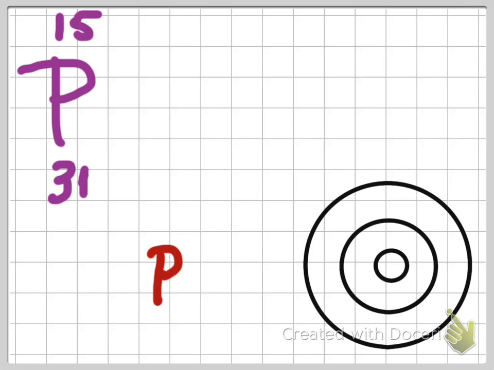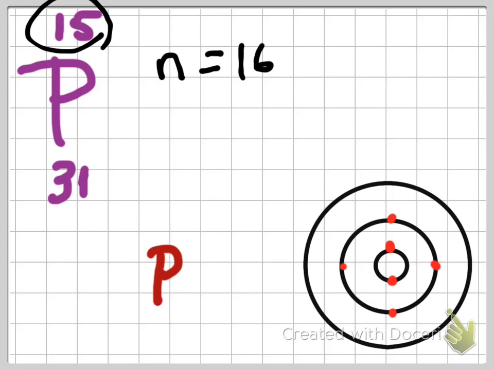Phosphorus, okay, those are the amount of electrons. Neutrons, we have 16. Remember, you take away 31 minus 15, the mass minus the atomic number. Let's go ahead and put the electrons on here. 1, 2, 3, 4, 5, 6, 7, 8, 9, 10, 11, 12, 13, 14, and 15. So we have 2 over here, 1 over here, and 1 down there. You have 5 valence electrons.